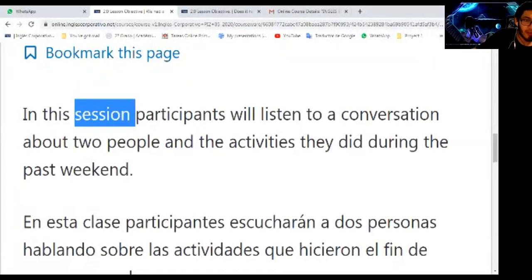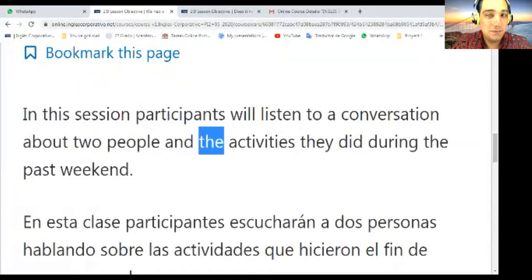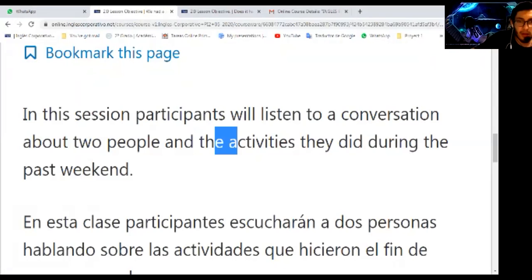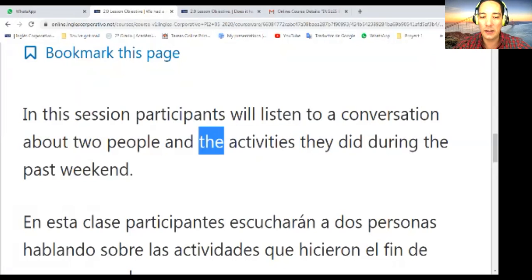So repeat: session. Session. There you go. Shun, shun. And remember, in this case you have a vowel, so you say the activities. The activities they did during the past weekend. What happens with vowels and consonants? If you have a consonant after the article, then you say the car, the door. Very good, Patricia. But if you have a vowel, you say the activities. Listen: in this session, participants will listen to a conversation about two people and the activities they did during the past weekend.